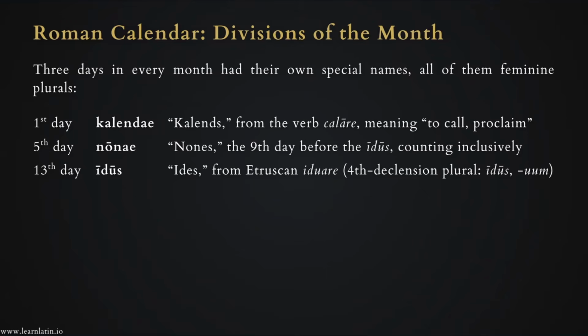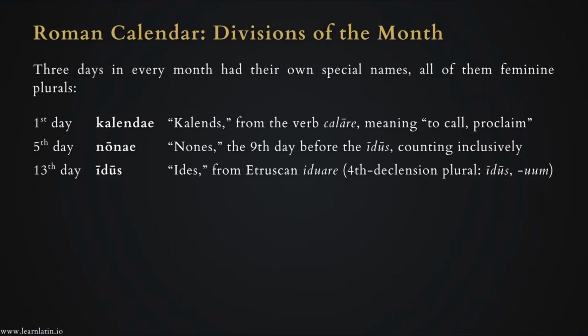Some people believe maybe it comes from the Etruscan. In any case, our word calendar comes from kalendae. And by the way, in Greek, there is the verb kaleo, which means to call. So there's that. The fifth are called the nonai, nones.